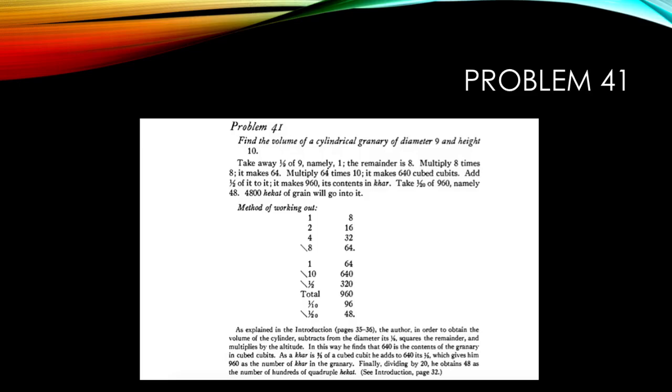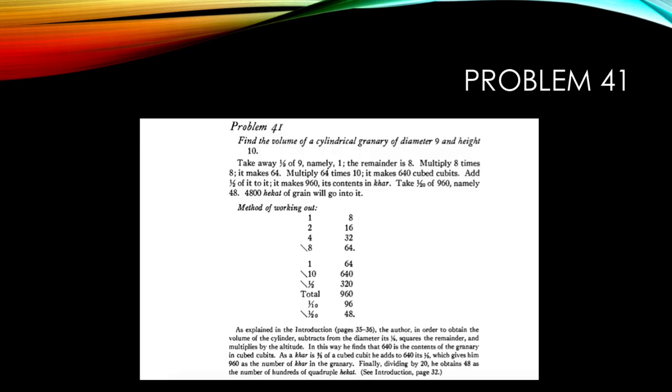The first thing you do is calculate the area of the circle. So you remove 1/9 of the diameter. That gives you 8. So 8 multiplied by 8 is 64. Now, 64 is the area of the circle. Now we have to multiply it by the height of the cylinder. So we multiply it by the height, 10. That's an easy thing to do. 640.